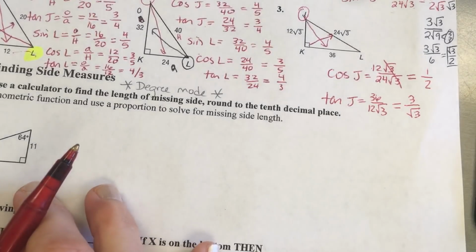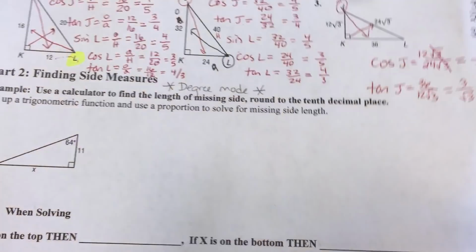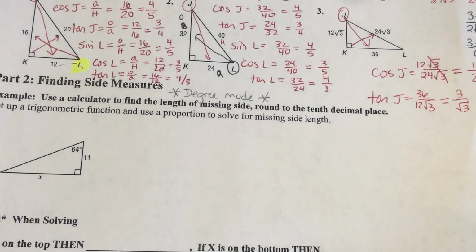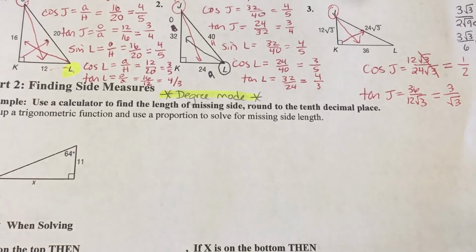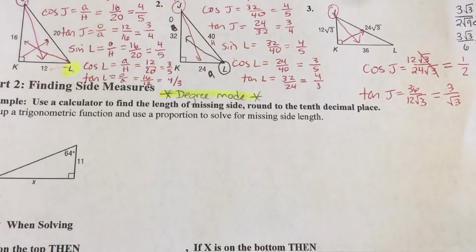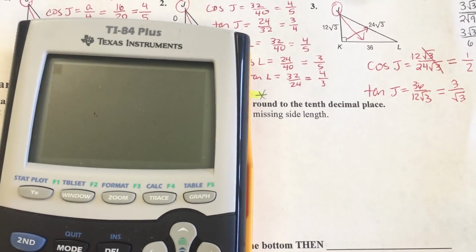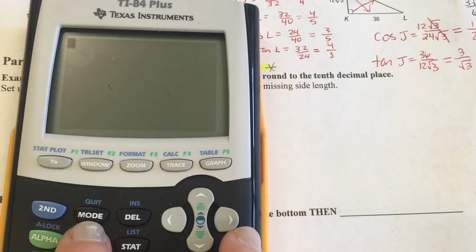Okay, part 2, finding side measures. You have to make sure your calculator is in degree mode. So go ahead and do that right now. Get your calculator out. Pause the video if you don't have your calculator out yet, but you should. Get your calculator out and go to mode. It's right here, one of the top buttons right there.